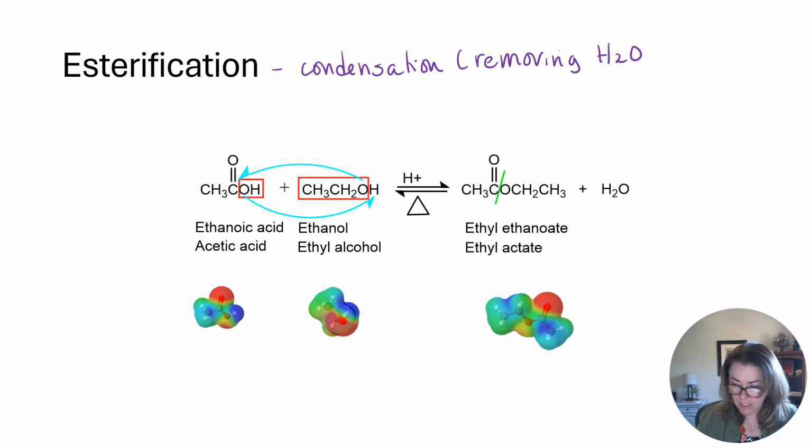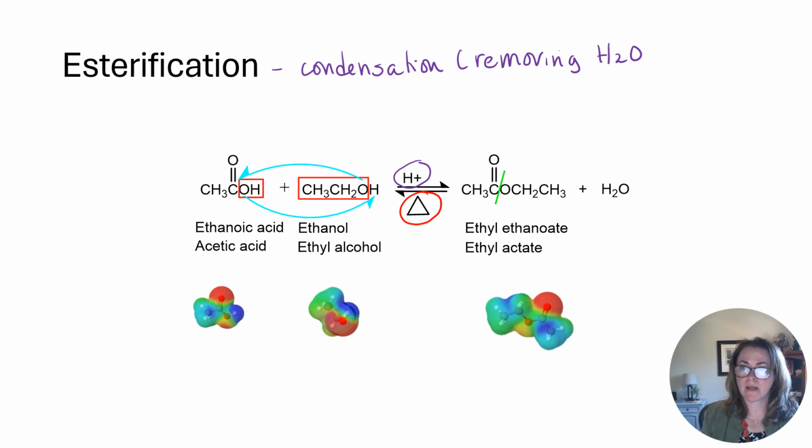So in this case, we are reacting a carboxylic acid with an alcohol. So those are our two reactants. And in this particular one, we're reacting ethanoic acid with ethanol. Our conditions are that we have a strong acid, and that's indicated here with the H+. And we also need heat, and that is usually indicated with a triangle. So we need both of those, a strong acid and heat.